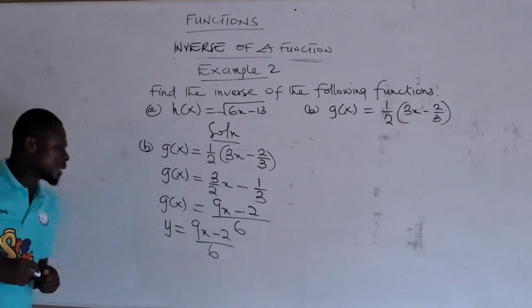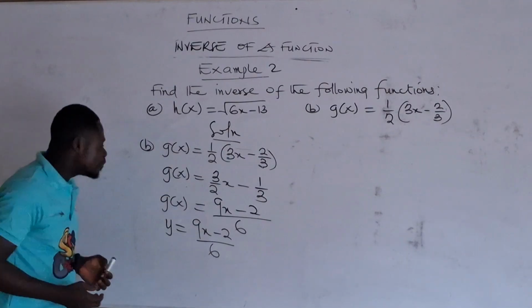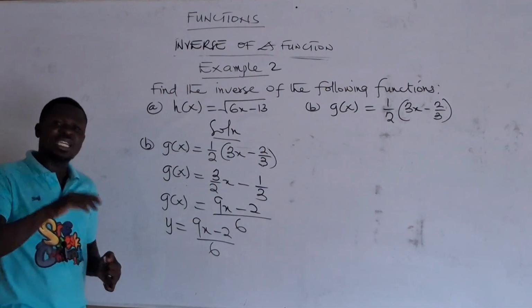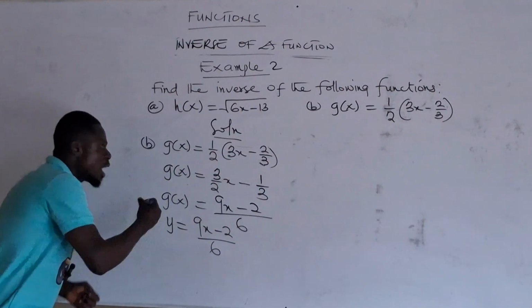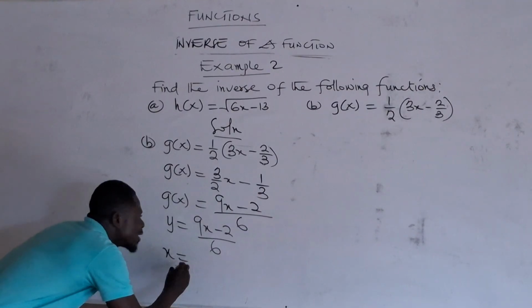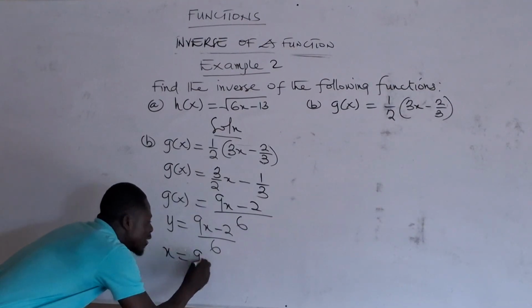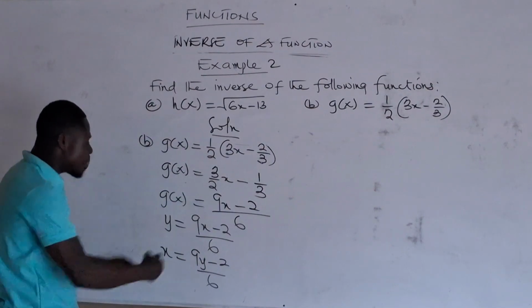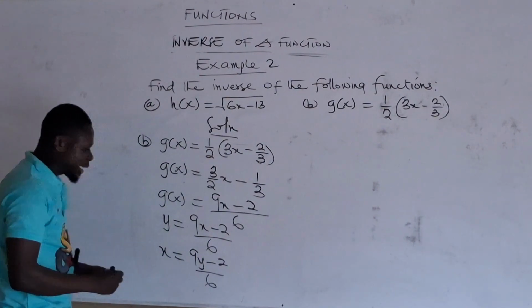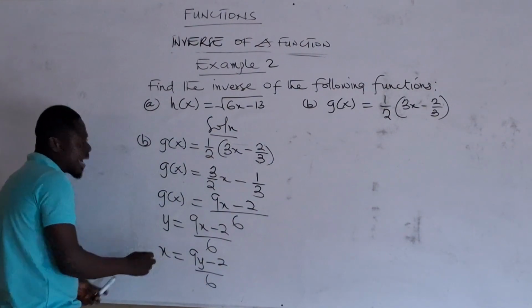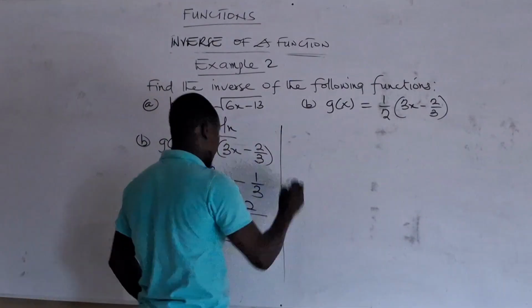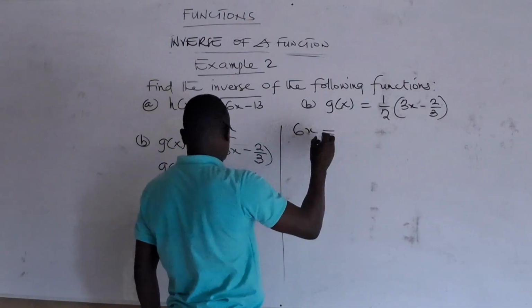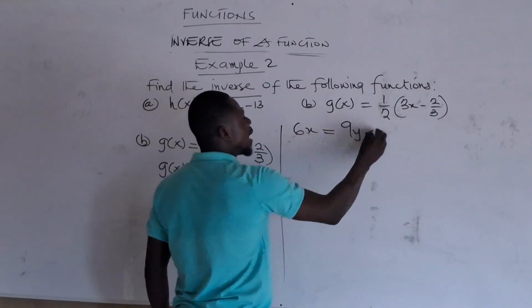What will be the next step? The next step will be interchange the positions of x and y. So we are going to have x is equal to 9y minus 2 on 6. The next step will be making y the subject. So the 6 will be multiplied by this. So it will be 6x is equal to 9y minus 2.